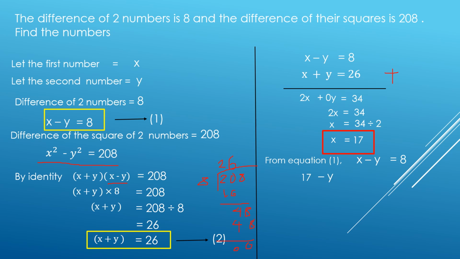17 minus y equal to 8. Good. Then what is y? Correct. It's 17 minus 8. Then what will be y? Yes, on subtracting we get 9. So we got the value of y as 9. And what are this x and y? The first number was x and the second number was y. That is, the numbers are 17 and 9. You must check whether the difference is 8 and the difference of their squares is 208. Then we have done it correctly.